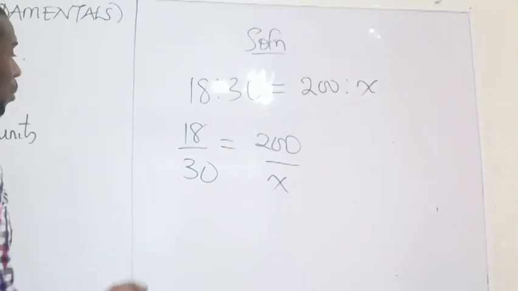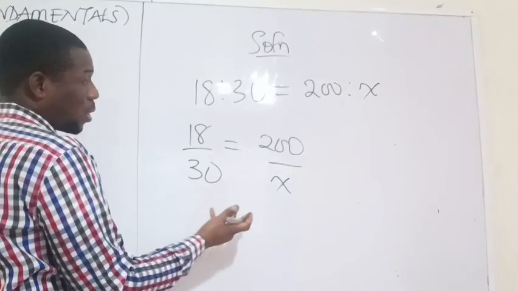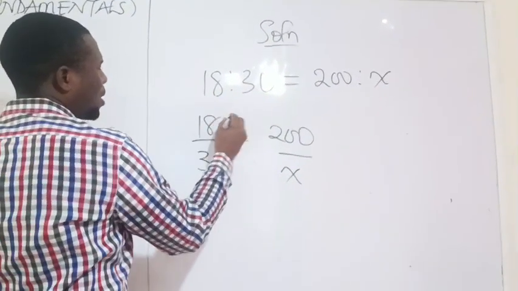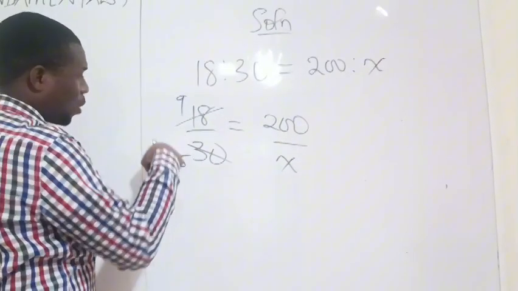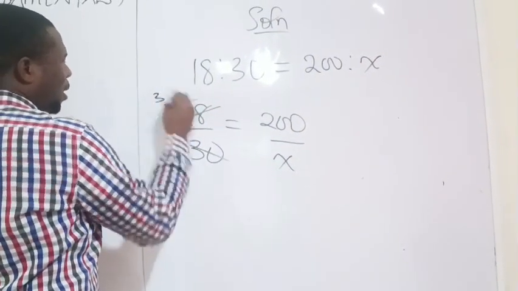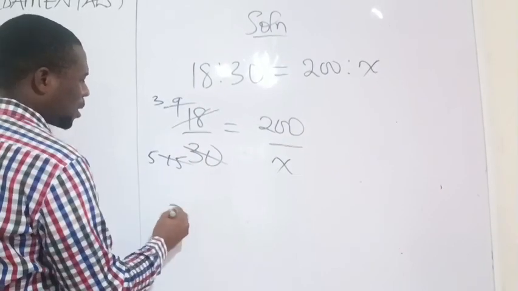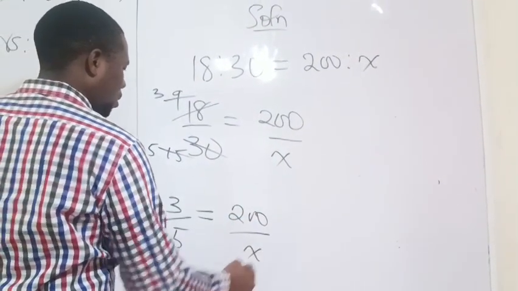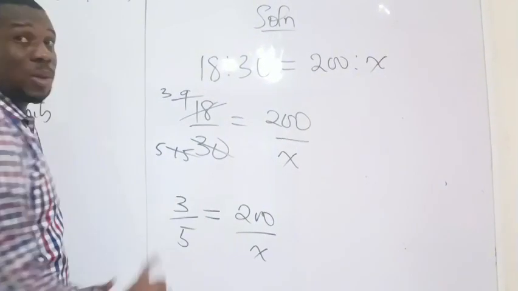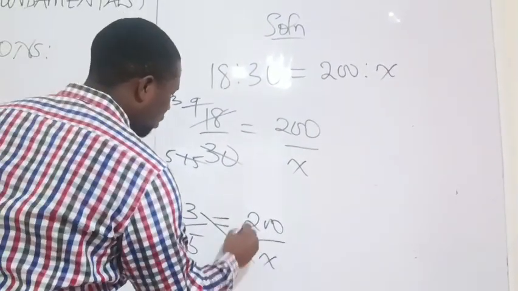Alright, so let's see, 3 could go here, of course 2 can go. So 2 in 18 is 9, 2 in 30 is 15. Of course 3 could still go, 3 in 9 is 3, 3 in 15 is 5. So I'm left with 3 over 5 is equal to 200 over x. So I have a pair of ratios on the left and on the right, so I could easily cross multiply.